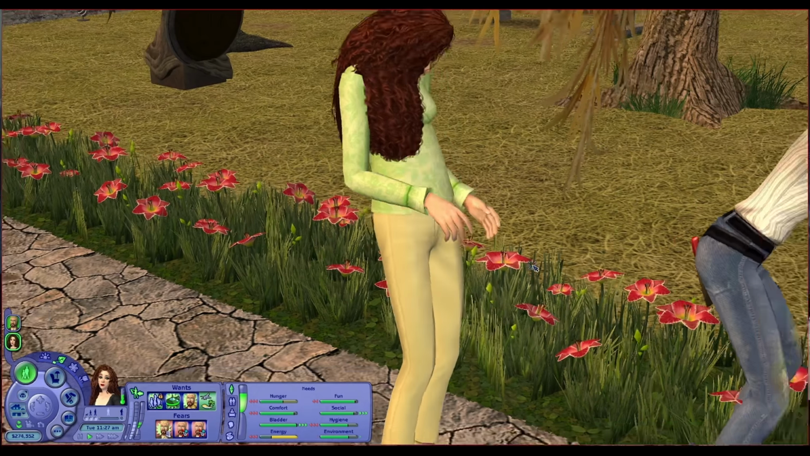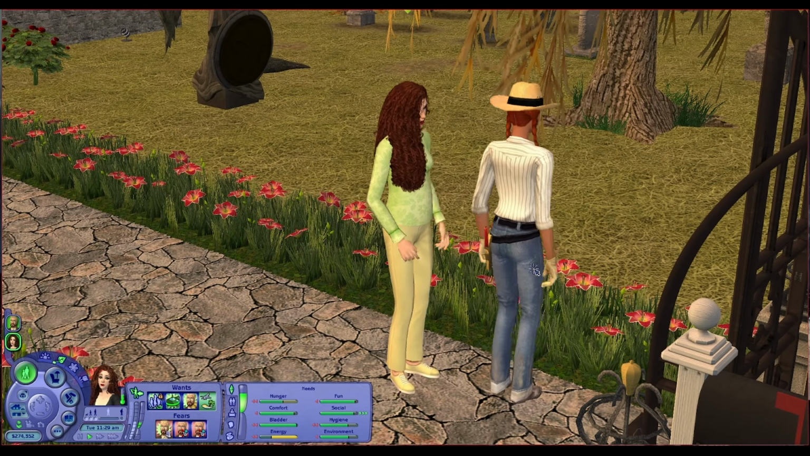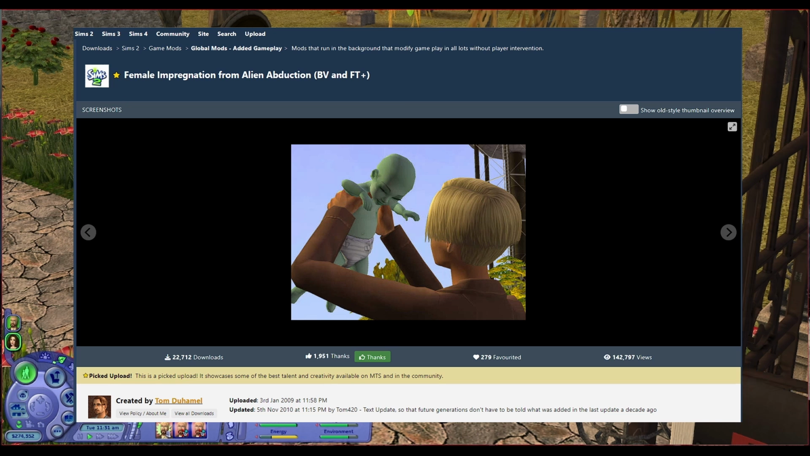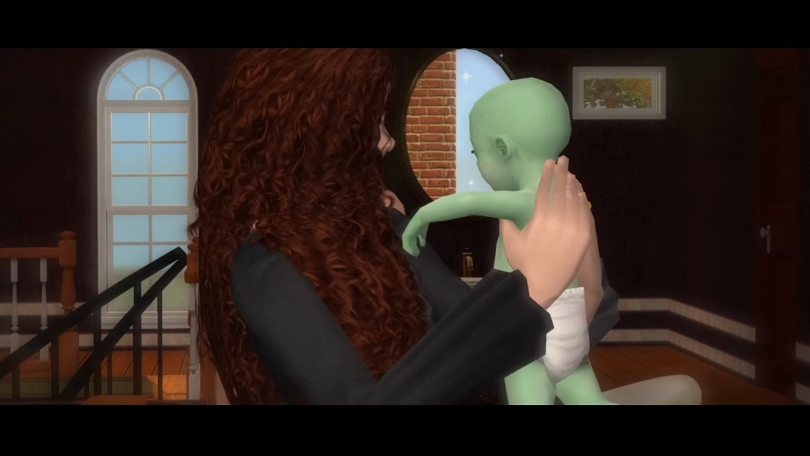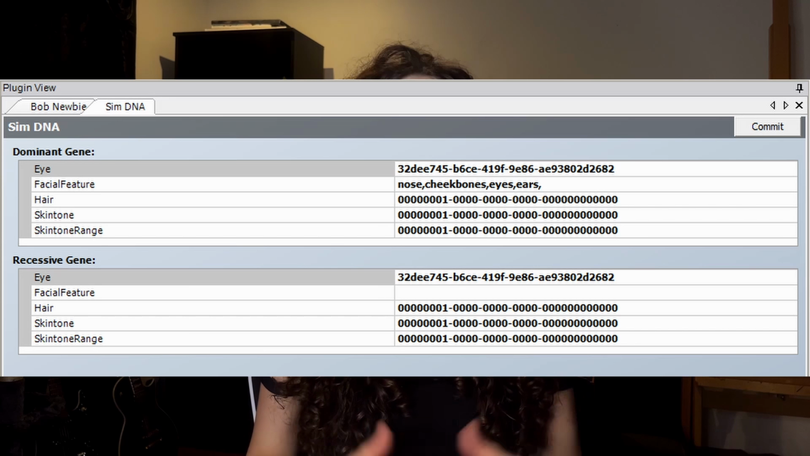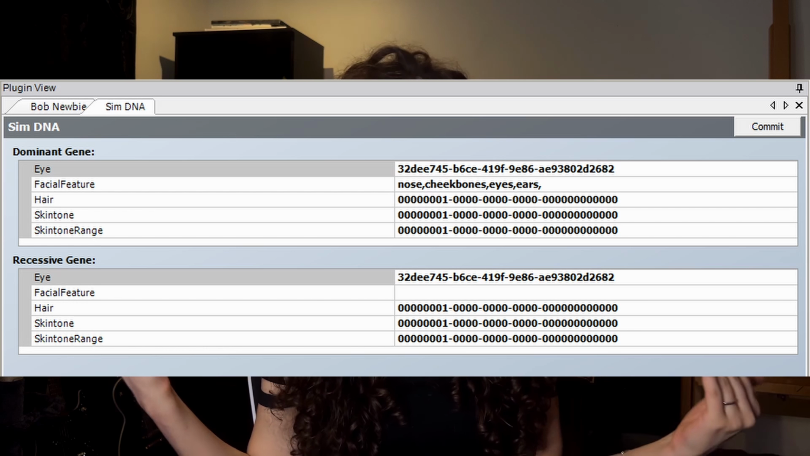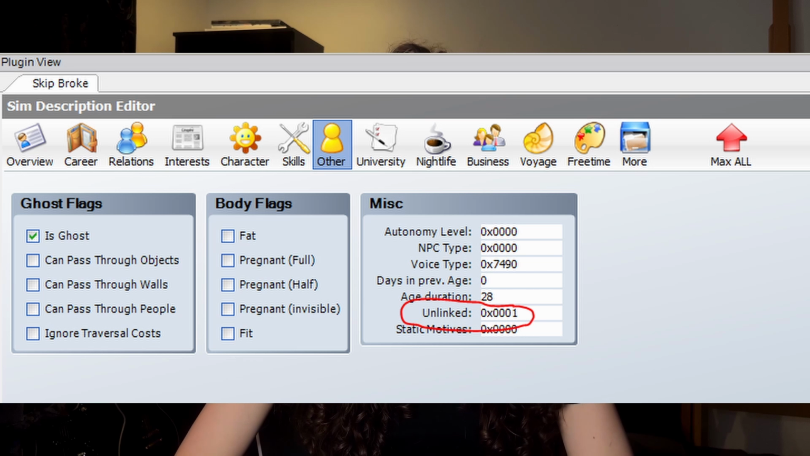The second one is pregnancy. It actually worked out really well that I had this female alien pregnancy mod, because I could easily show you what happens. Unlinked sims cannot give genes for pregnancy, even though the deleted sims still have DNA. This means that if one of the parents is unlinked, the baby will always be a clone of the other parent, just the opposite gender. Does that sound familiar to you? Yep, Skip Broke is unlinked in Vanilla Pleasant View. This is the entire problem with Brandy's pregnancy.